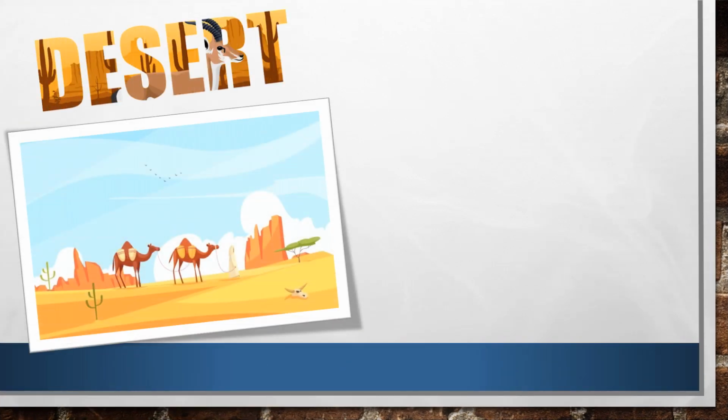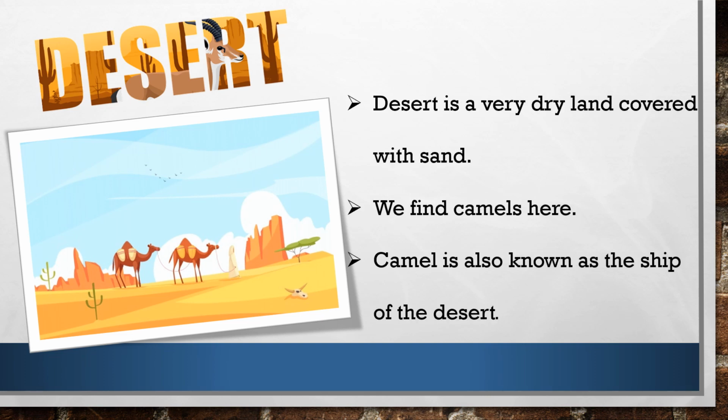Desert. Desert is also one landform we see on our planet Earth. Desert is a very dry land covered with sand. We find camels here. And do you know, children? Camel is also known as the ship of the desert because we find only one animal here in the desert, and that is why we call it the ship of the desert.